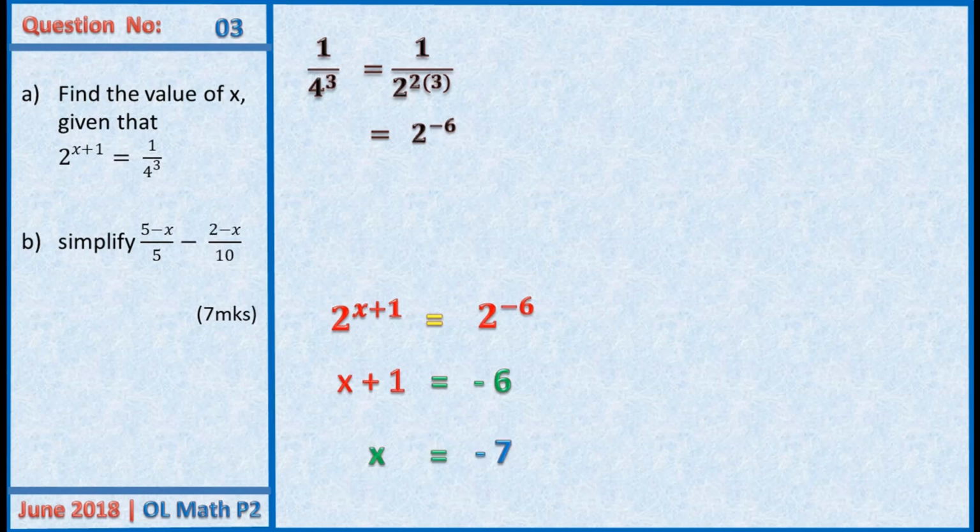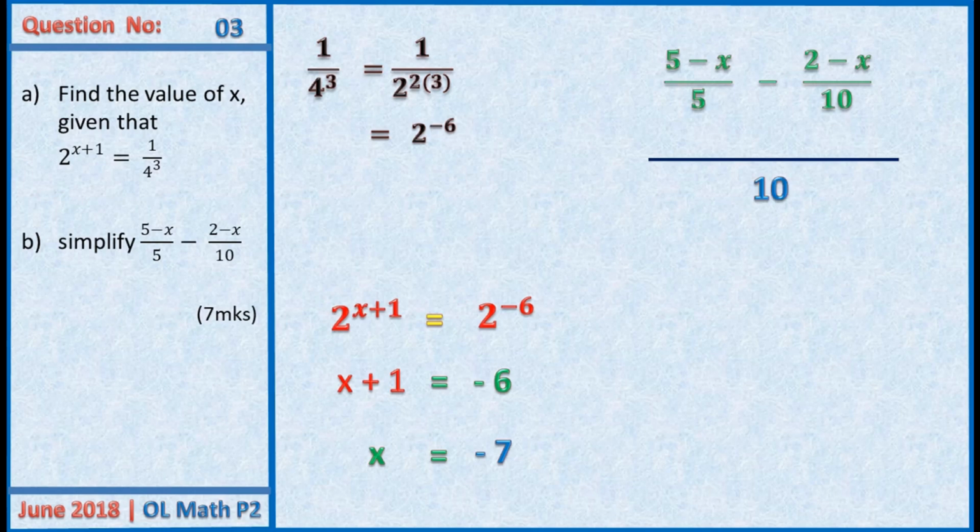The B part of the question says simplify that expression. To simplify the expression, we need to look for the LCM of 5 and 10, which is 10. 10 divided by 5 gives us 2, times all of that numerator, 5 minus x. Minus 10 divided by 10 gives us 1, and 1 times that numerator gives us 2 minus x.